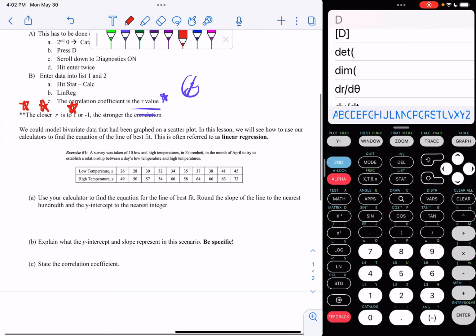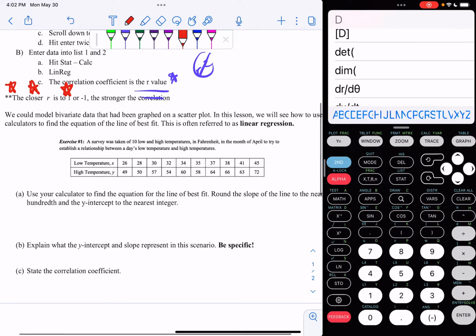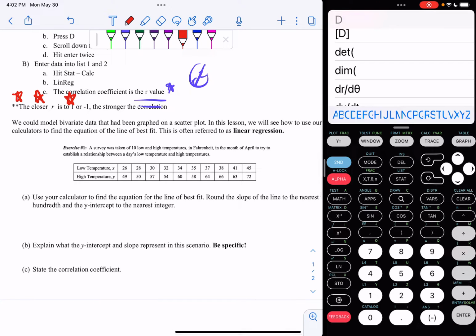So one thing we can do is we can model bivariate data. That's basically just looking at data in 2 ways that have been graphed on a scatter plot. Now, we're not going to worry about graphing on a scatter plot because that's something you would have done in middle school. But what we're going to do is see how we can use calculators to find the equation of the line of best fit. And as I mentioned before, this is often referred to as your linear regression.